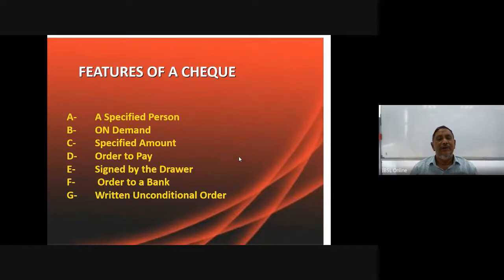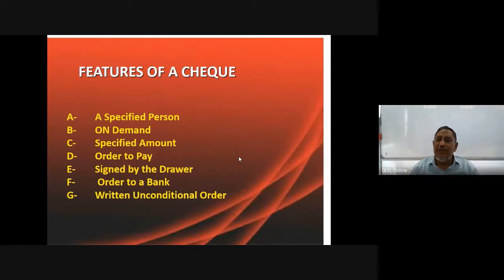What is this order? The giver knows. That's no request. There's no request. It's always an order, and it's written as an unconditional order. This is very important to understand: unconditional order.